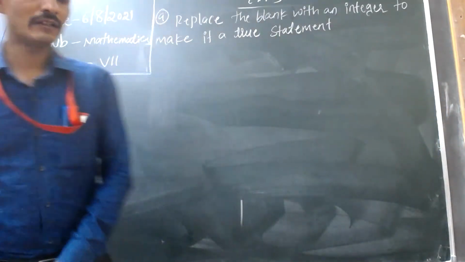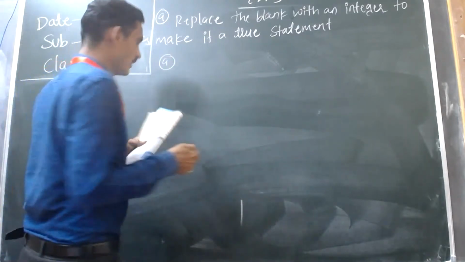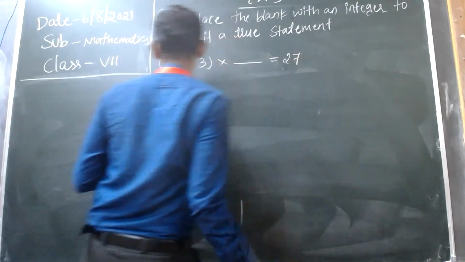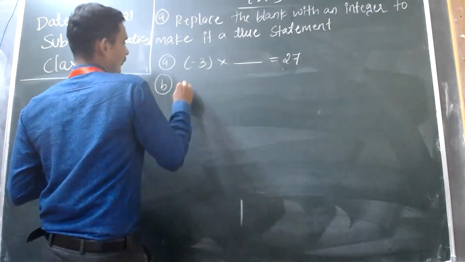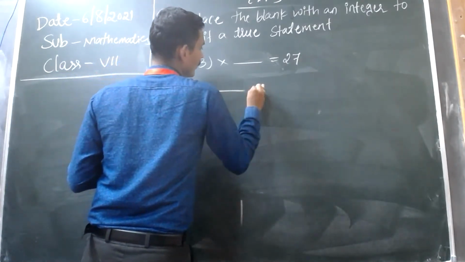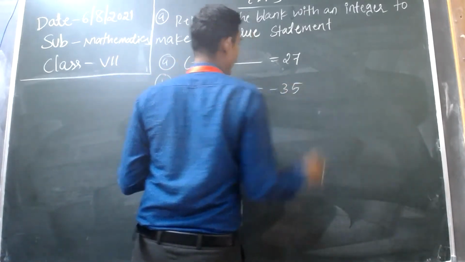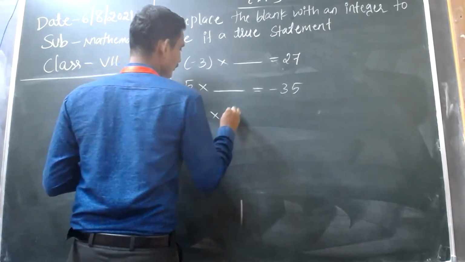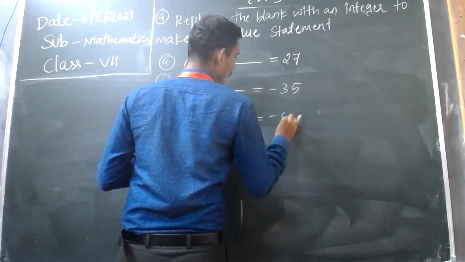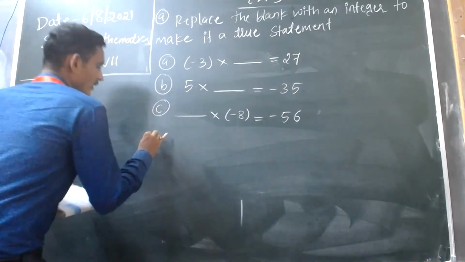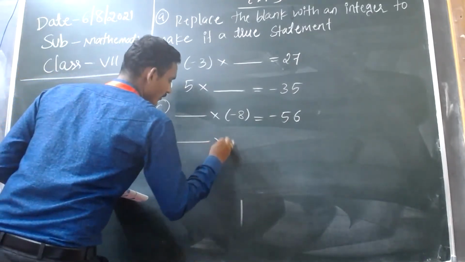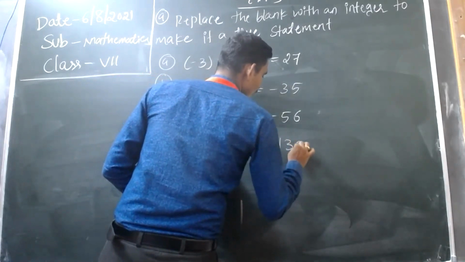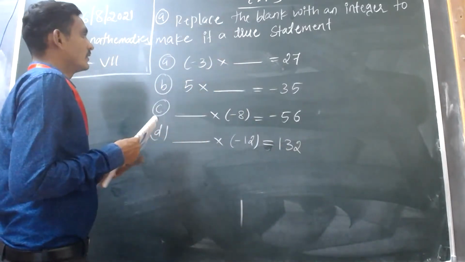Okay. So I will write it all first. A question is like that: -3 into dash is equal to 27. Next one B, 5 into dash is equal to -35. Next one C, dash into -8 is equal to -56. Last one D, dash into -12 is equal to 132. Okay, so these are the questions.